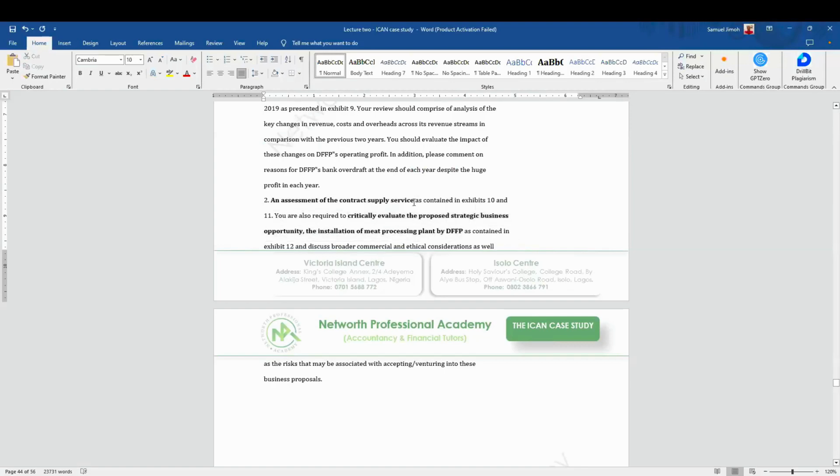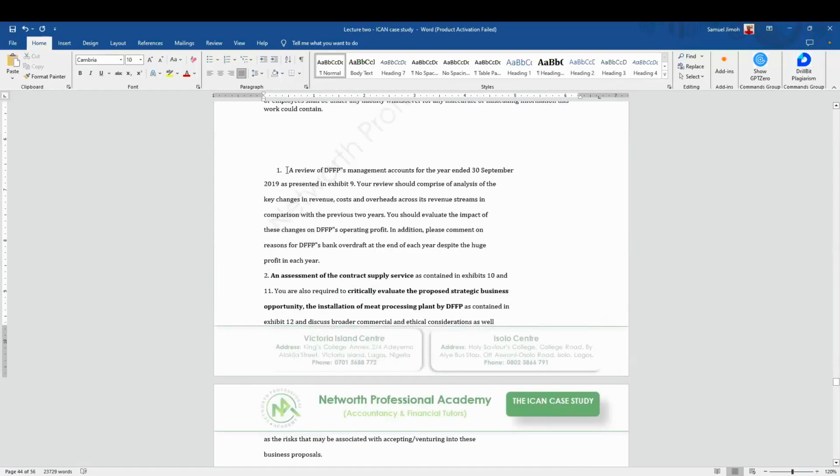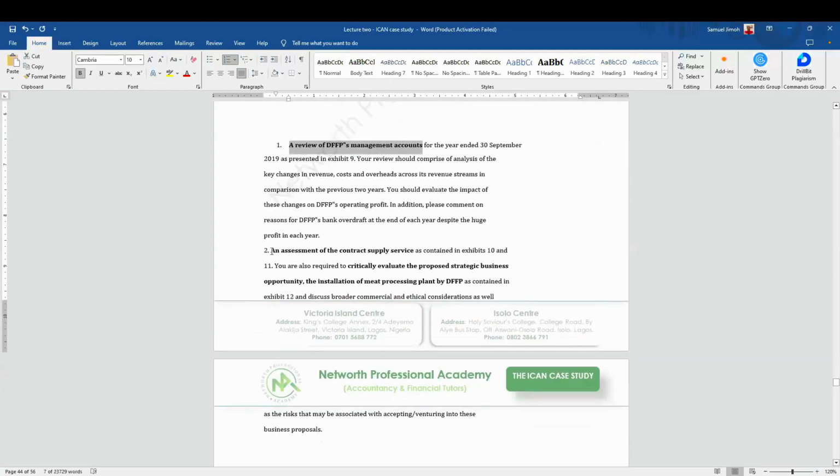Right now, if you pick the theme of these two requirements, what's the theme? The major thing you are asked to do is to review the management accounts. That's the theme there, right? And for requirement two, you have to do an assessment of contract supply service, and you are also required to evaluate the proposed strategic business, which is the installation of a meat processing plant.